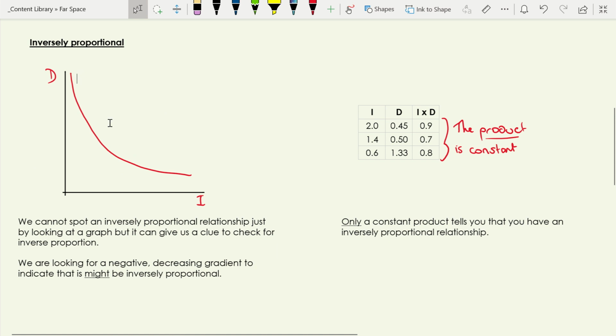What we're looking for is what we call a decreasing gradient. You can see the steepness of the line, which is what gradient really means, is getting smaller over time. So it's really steep here, but the steepness is decreasing. That's what we mean when we say decreasing gradient. The steepness is decreasing. So if I'm seeing a negative gradient that's also decreasing, that tells me I should check for an inversely proportional relationship.